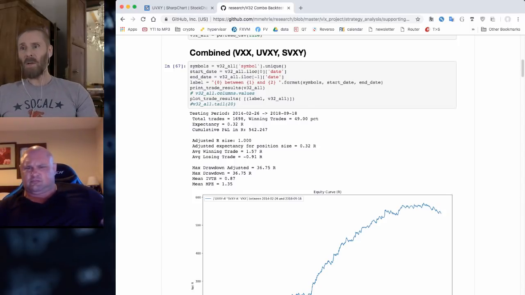And we've got 1,698 trades. That's a lot of trades. But it's all three symbols. I had some problems ingesting the TVIX here, so I just did it with these three. So I got it done for you guys. We've got VXX, UVXY, and SVXY, which is inverse.